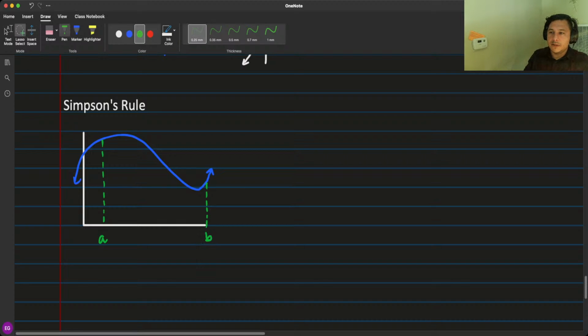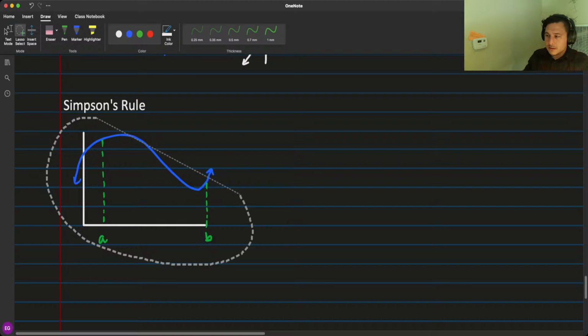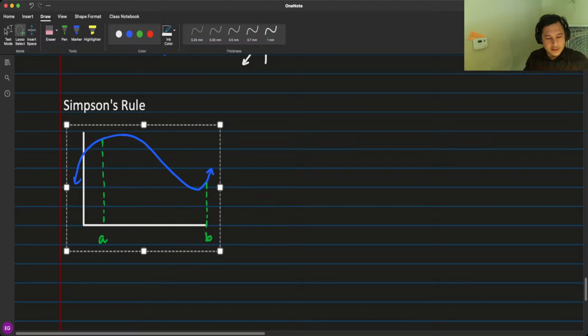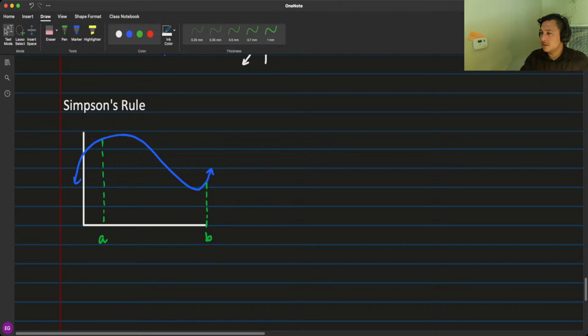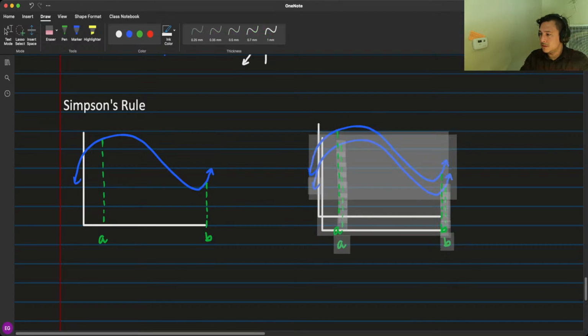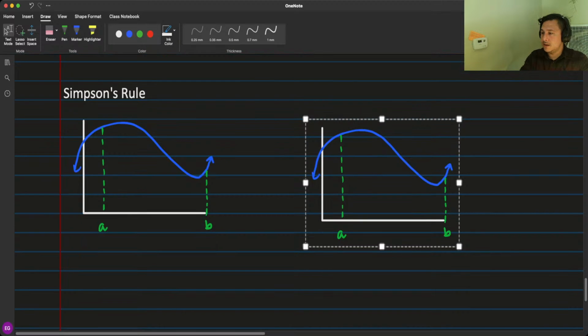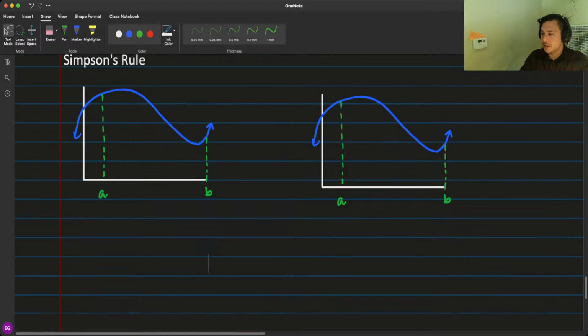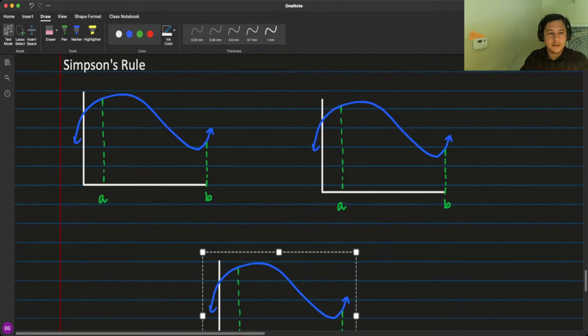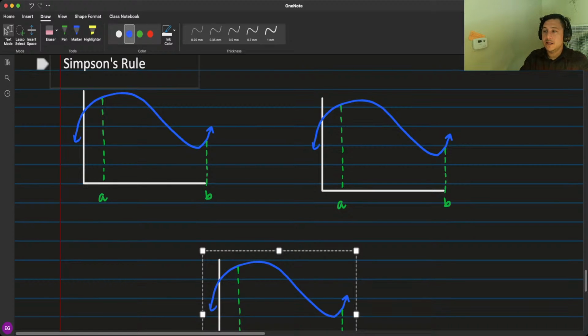Okay, and we're going to copy this because it's nice to have several different copies. Okay, and then we're going to paste one right here, and then we're going to paste another one right here. That way we can compare them.